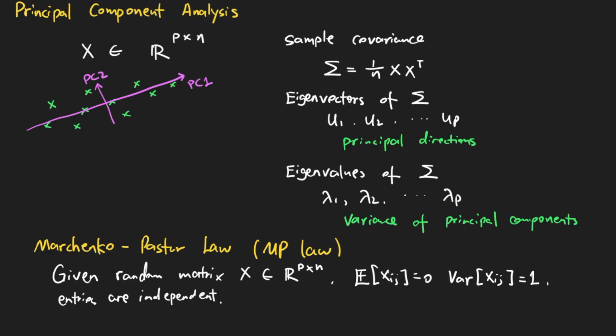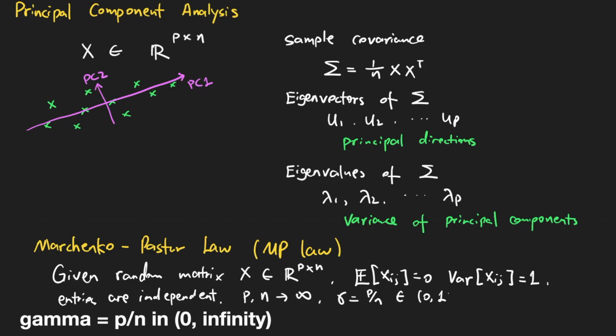The next point is very important. For the MP law to hold, we want both P and N to go to infinity. But the ratio between P and N, which we denote with gamma, defined as P over N, should stay somewhere between 0 and 1. Then the eigenvalues of the sample covariance matrix will converge to the Marchenko-Pastur distribution.